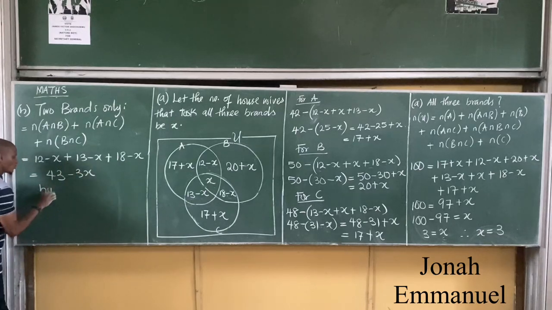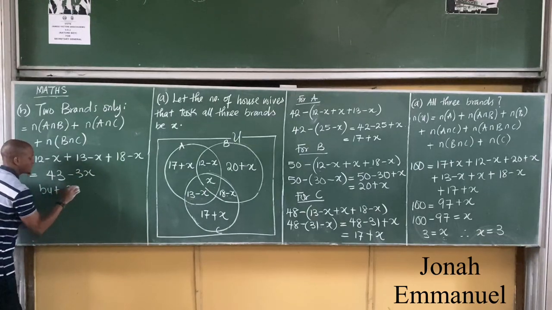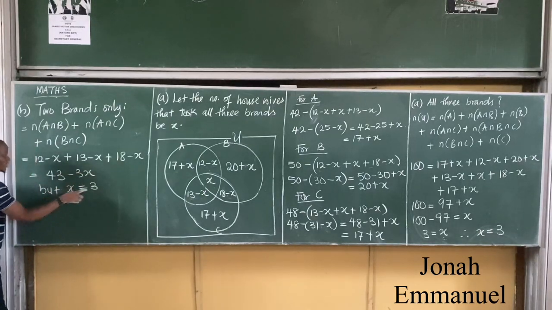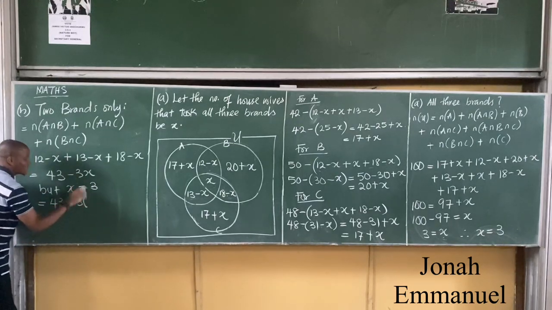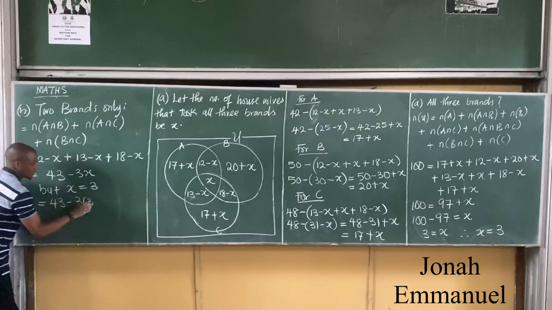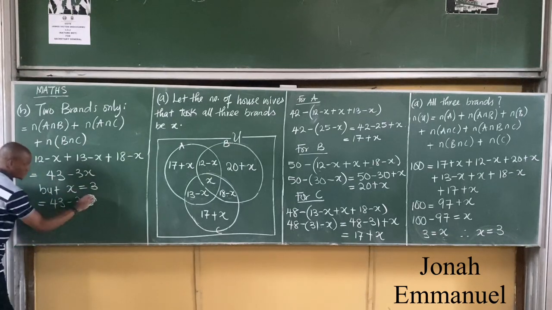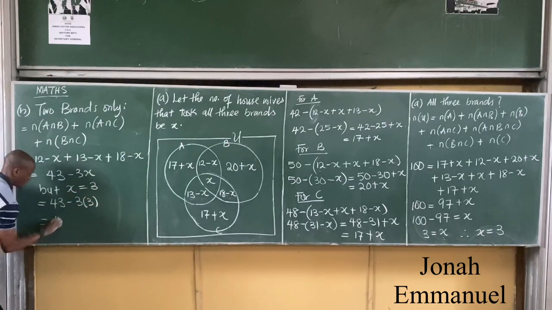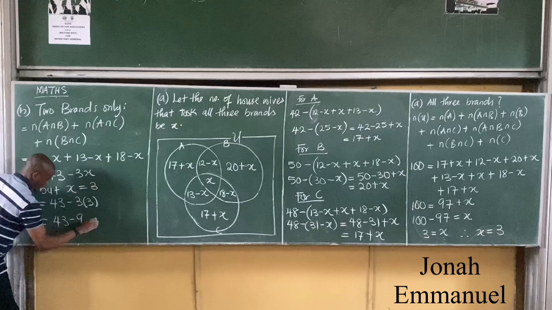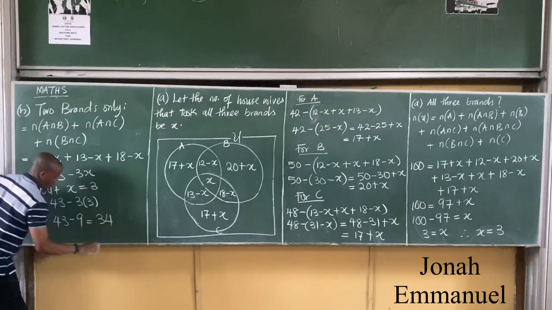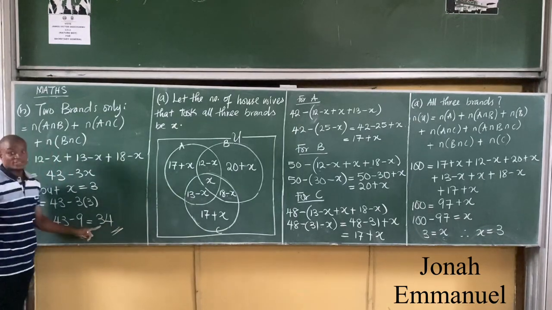But we got x as 3. Here it becomes 43 minus 3 times x. What's x there? 3. So it becomes 43 minus 9. How many there? 34. Alright, so it means 34 have two brands only.